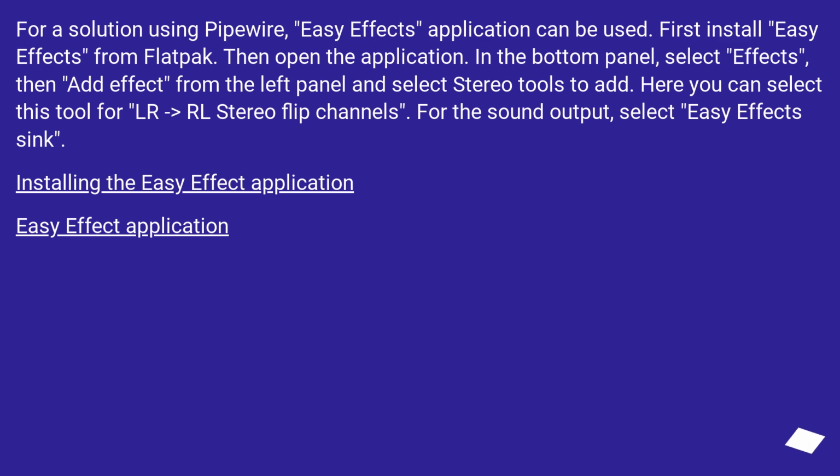For a solution using PipeWire, the Easy Effects application can be used. First install Easy Effects from Flatpak. Then open the application. In the bottom panel, select Effects, then add effect from the left panel and select Stereo Tools to add. Here you can select this tool for LR > RL, stereo flip channels. For the sound output, select Easy Effects Sink. Installing the Easy Effects application.